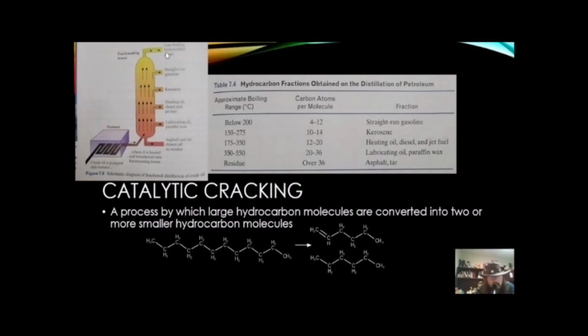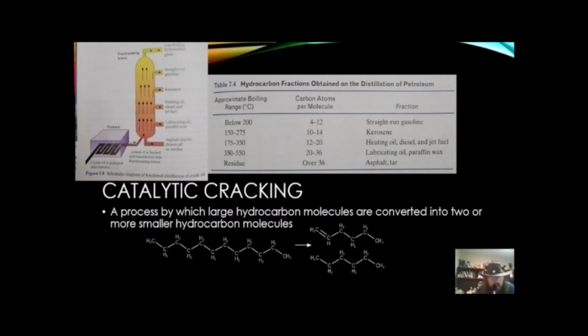So the low boiling hydrocarbons would just escape as a gas. The straight run gasoline would end up near the uppermost chamber. Kerosene would end up in the middle. Heating oil, diesel fuels, and jet fuels would go near the bottom. We would have lubricating oil and paraffin wax in the last chamber. And the solid asphalt and tar can be drawn off as a residue. So we're essentially boiling them up and separating them based on the heat.